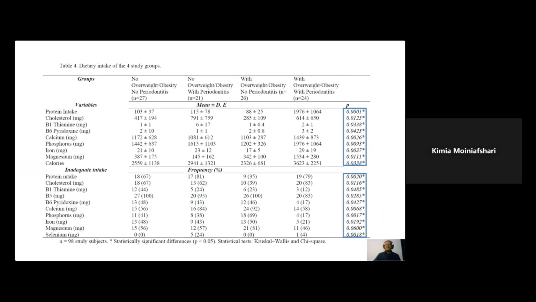Obese participants with periodontitis consume more proteins, cholesterol, vitamins B1 and B6, calcium, phosphorus, iron, magnesium, and calories. However, when assessing adequacy, they show a higher frequency of nutritional deficiencies, especially in protein, cholesterol, B5, calcium, phosphorus, iron, and selenium. In fact, 83% had inadequate cholesterol intake and 79% had insufficient protein.